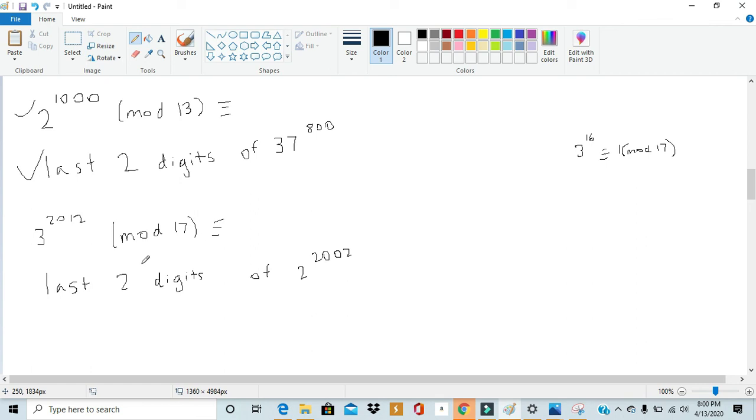Now we just need to find out what the remainder is when 2012 is divided by 16. Well, the closest multiple of 16 to 2012 is 2000. So that means that if we repeat this 125 times, we're going to get that 3 to the 2000 is congruent to 1 mod 17. But then we're still left with finding whatever 3 to the 12th is, mod 17. Now, that isn't some easy calculation, because 3 to the 12th will be a pretty big number.